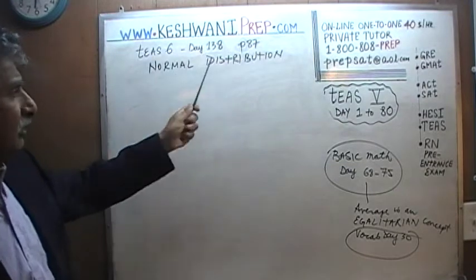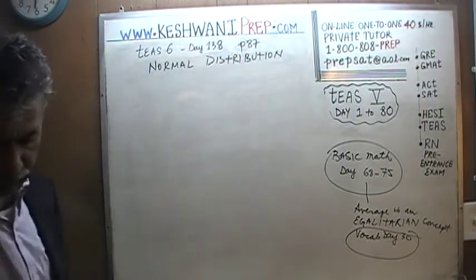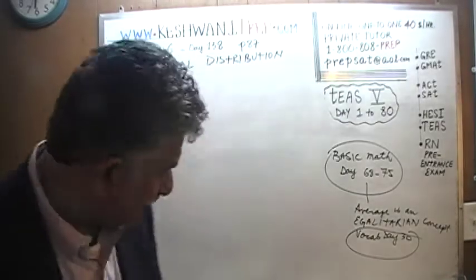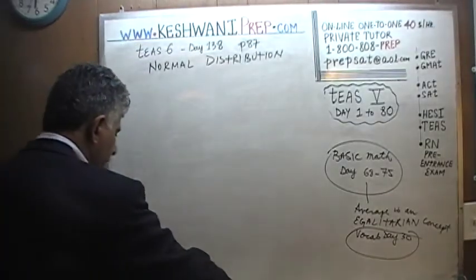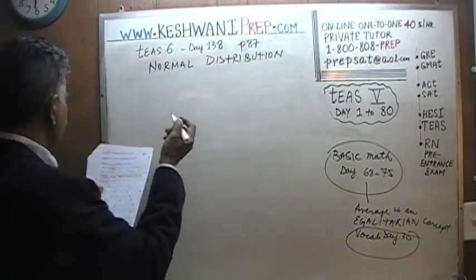Today we're going to talk about the concept of normal distribution, a concept that you'll find on page number 87. Today is our lesson number 138. Let's start by putting an example on the blackboard, and then we'll talk about what it means when we talk about normal distribution.